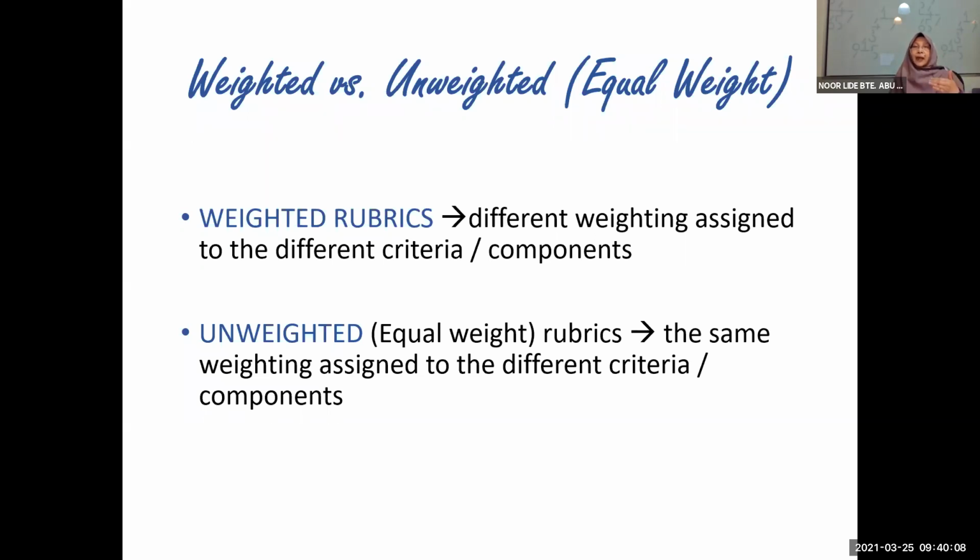Weighted means that you assign different weights to different criteria. Because if you're talking about a proposal, for example, a research proposal, do you want the methodology section to carry more weight? Would you want the problem statement to carry more weight? Would you want the literature review to have more weight? So we look at the importance of the different criteria, and we decide whether we should give equal weight or different weighting for the different criteria.